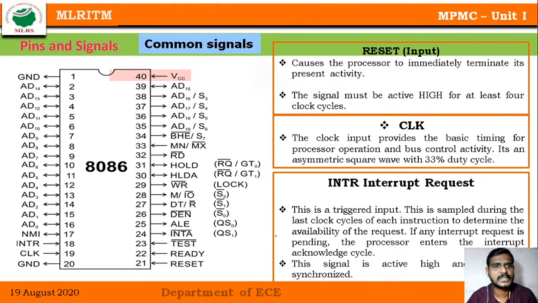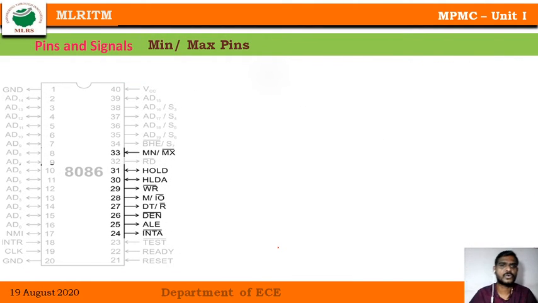Then the other signals like VCC and ground. The 8086 provides two different ground signals, pin number 1 and pin number 20, and the plus VCC is pin number 40, and it works under a plus 5 volt supply.